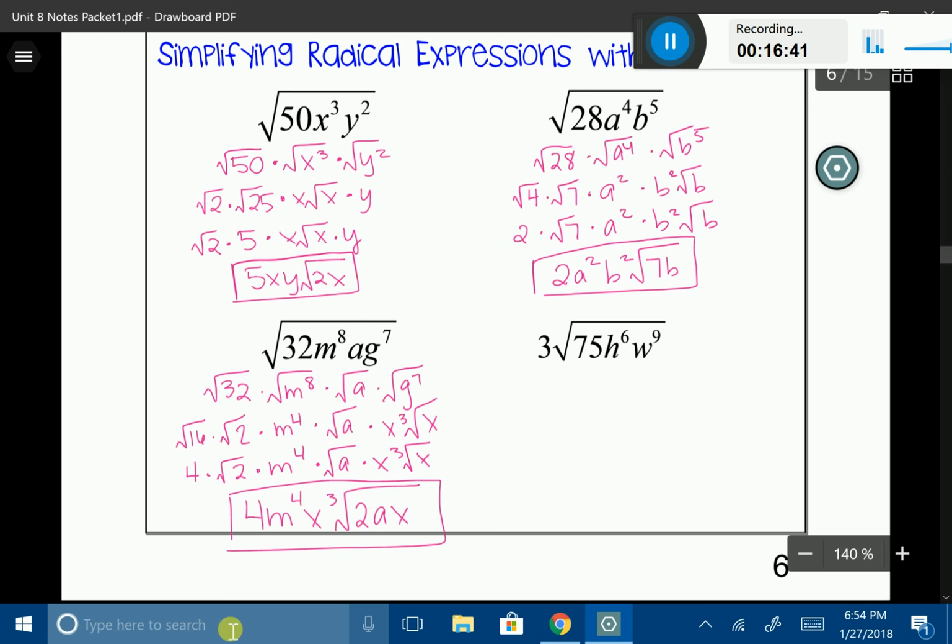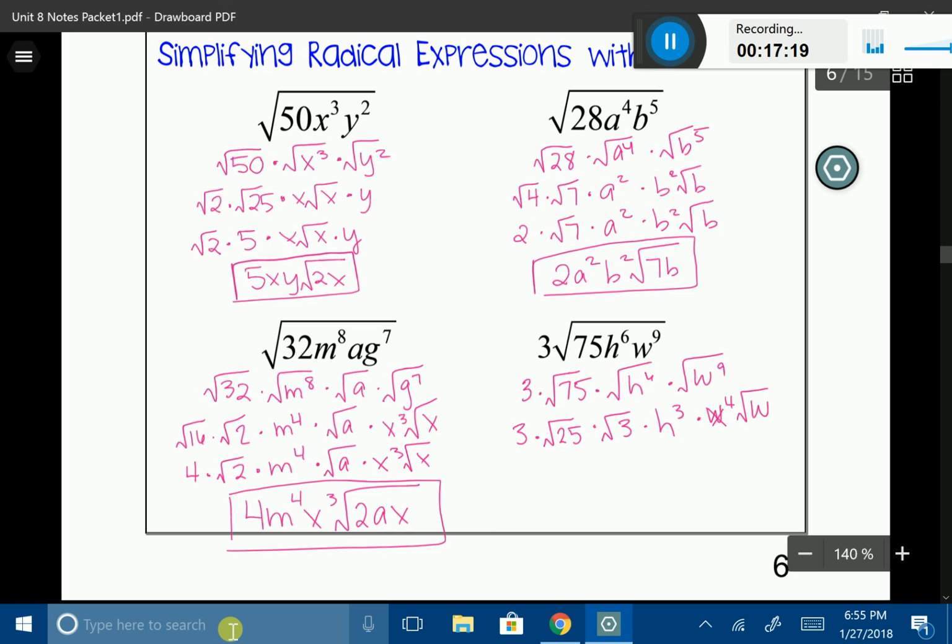All right, the last one here. 3 times root 75 times h to the 6th times w to the 9th. Okay, let's go ahead and break this up. 3 times root 25, times root 3. Now h to the 6th is going to break into h cubed. And w to the 9th, if I subtract 1, that's going to be 8, divided by 2, that's going to be w to the 4th, followed by a root w.